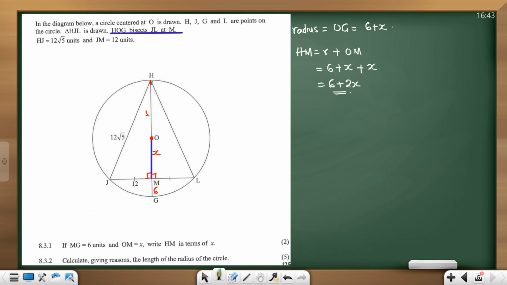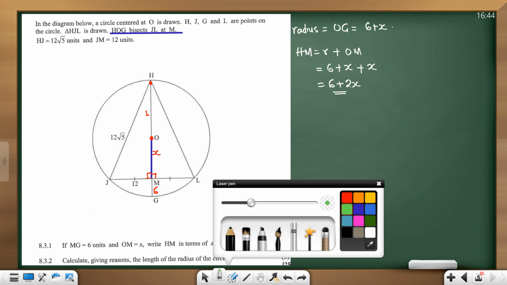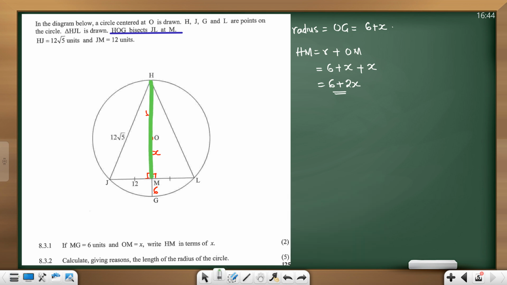So what is my HM? No, I'm looking for HM, right? Which is this? HO and... Do you see that? And my radius already is 6 plus X, so 6 plus X plus X. Okay. You are welcome. What about the next question, guys?